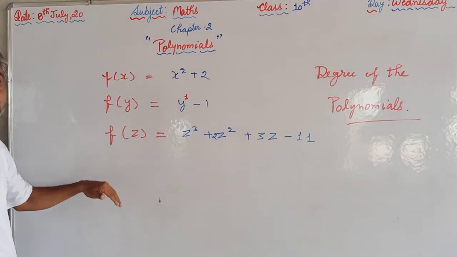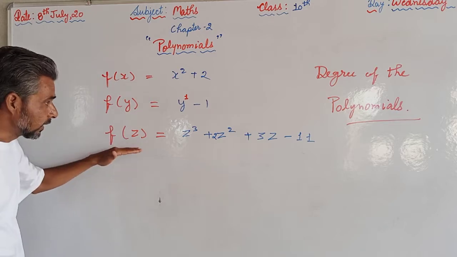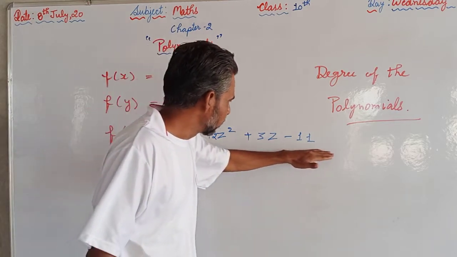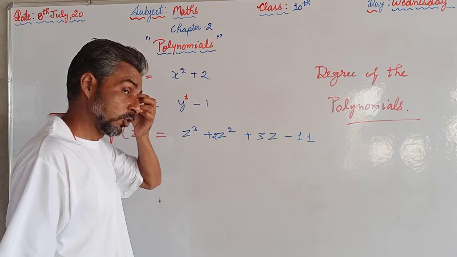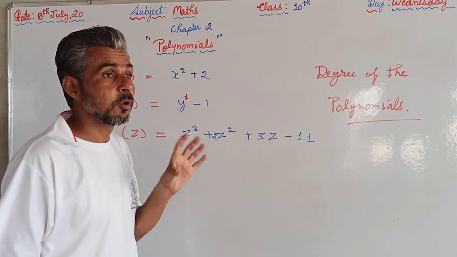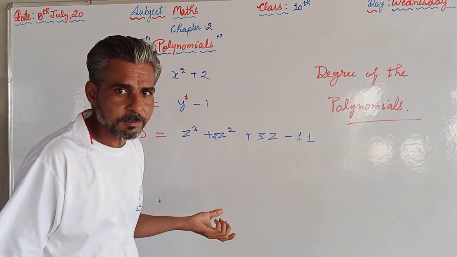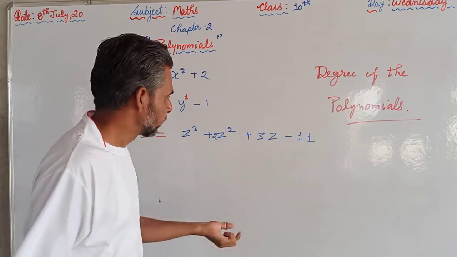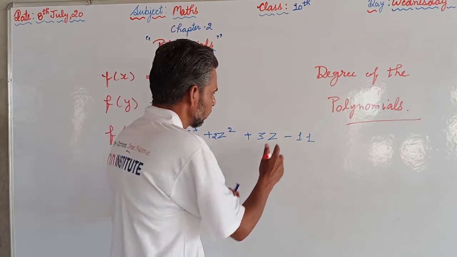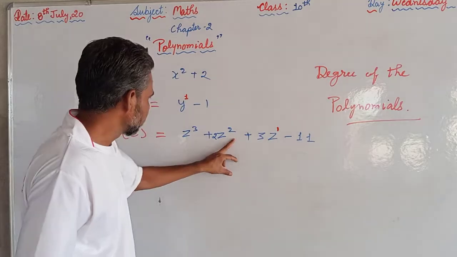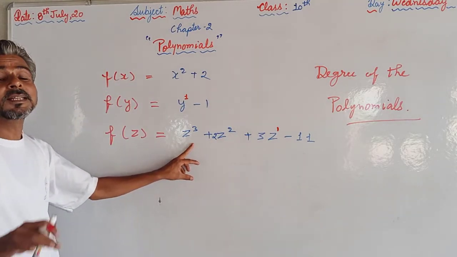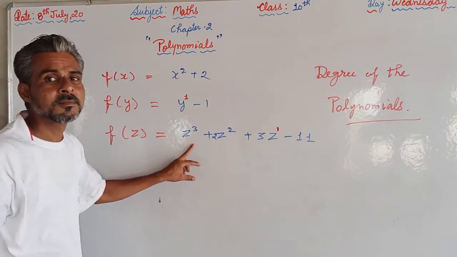That is the polynomial in variable z. So here we have to find the degree of the polynomial. First of all, we are supposed to observe the powers of the variable. Variable is z. Powers of z. Here the power is 1. Here the power is 2. Here the power is 3. So degree is the highest power of the variable.